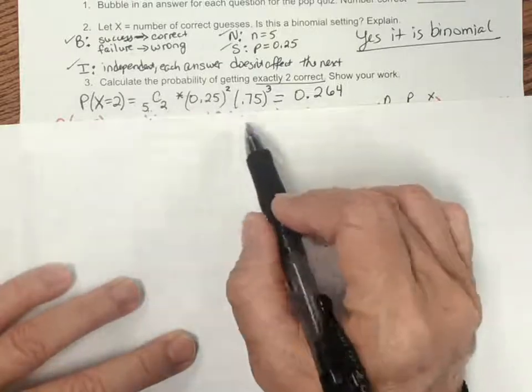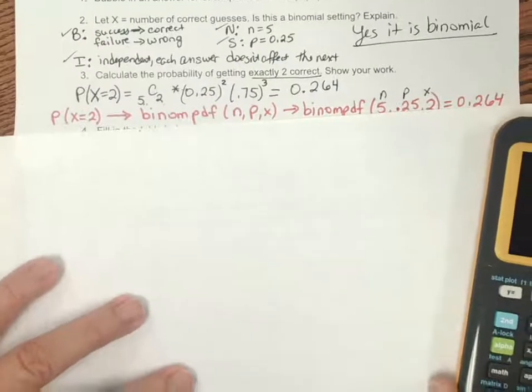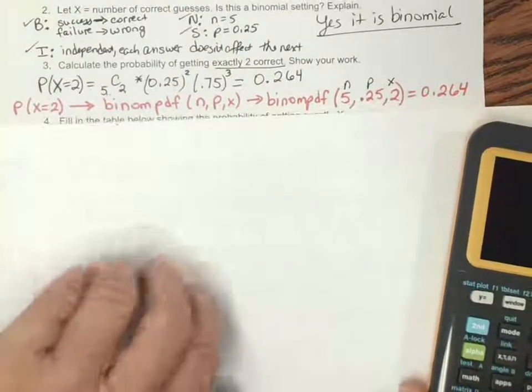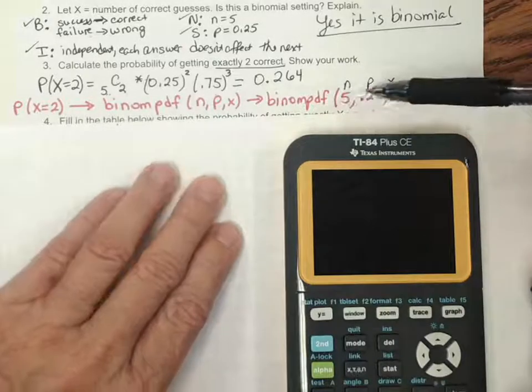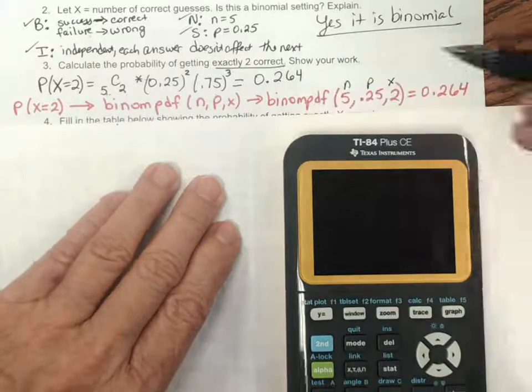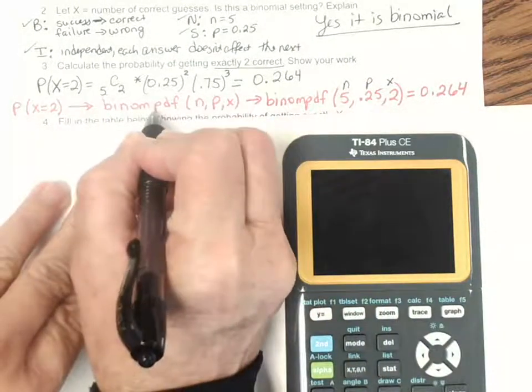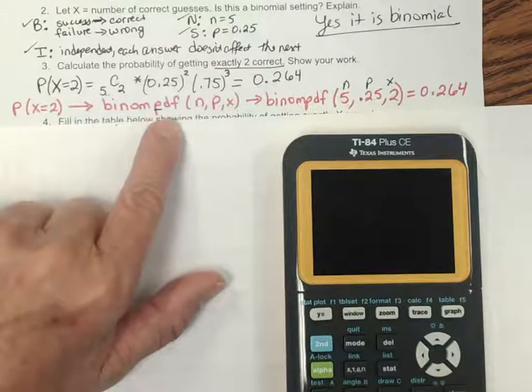That's not too difficult to plug in, but there is a simpler way on our calculator. But if you use this, and I highly recommend you do use it, you do have to write this out, which means you write binomial PDF. And the P is important. It stands for a point, for an exact value. So the probability of getting exactly 2 correct.